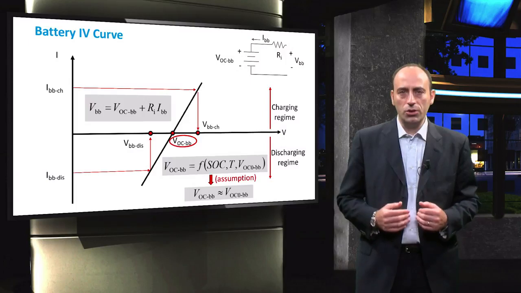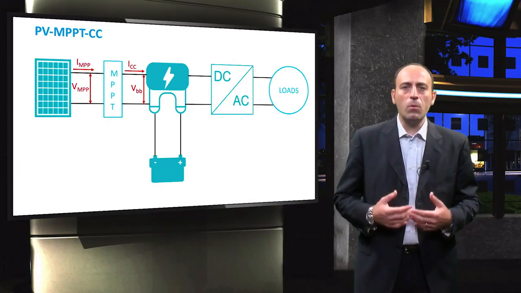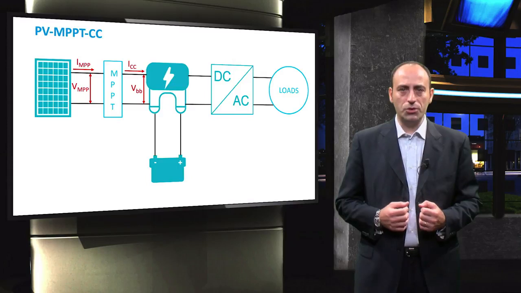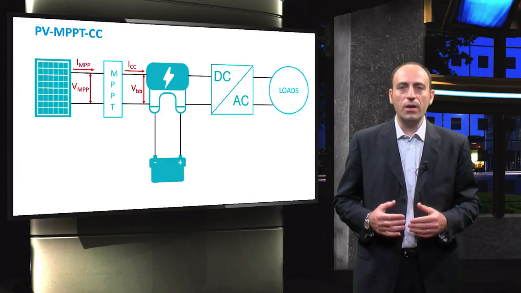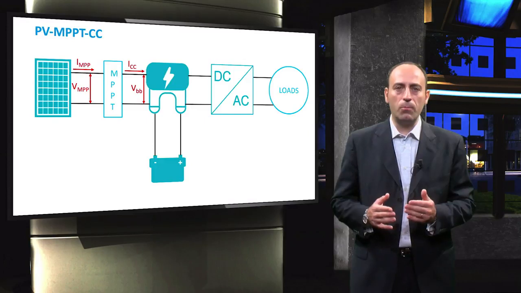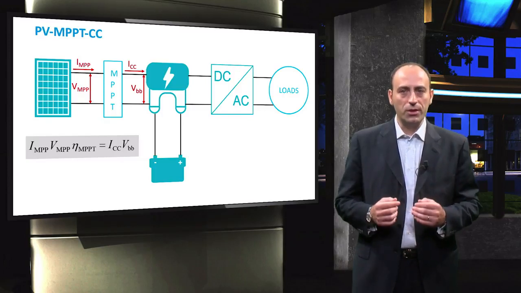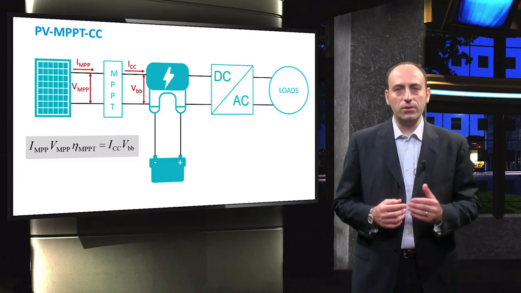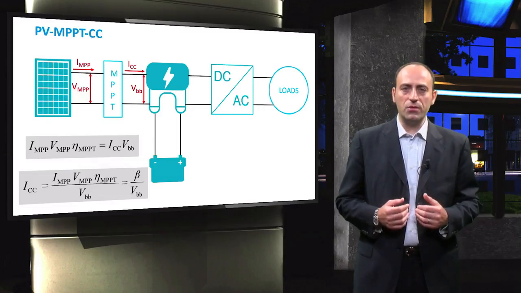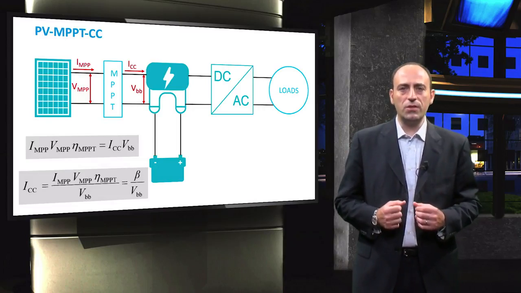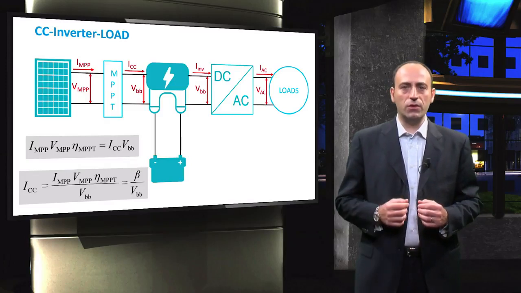Now, going back to the topology of the PV system, let us look at how the power is transferred from one component to the other. First, we start by looking at the left-hand side of the system topology. Here, the power generated by the PV modules, derated by the efficiency of the maximum power point tracker, is equal to the power received at the input port of the charge controller. This is expressed by the following equation. From this equation, an expression for the current entering the charge controller, ICC, is obtained. Further, in order to simplify the calculations in the later stages, the numerator of the ICC equation is represented by a variable beta.